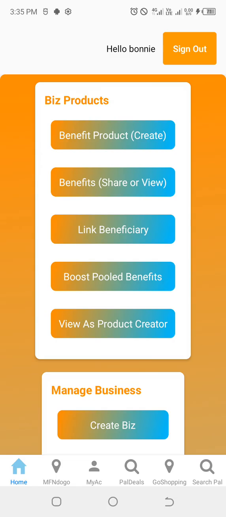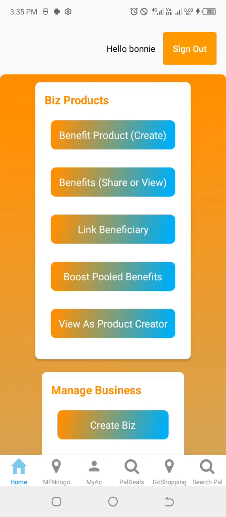Even what we've just said, Red Cross, philanthropic, maybe a community needs to raise funds or contribute funds towards a hospital bill of one of their members. So they just create a benefit product on MiFedha, and the members can now pull funds towards that particular community member without going back to their pockets.